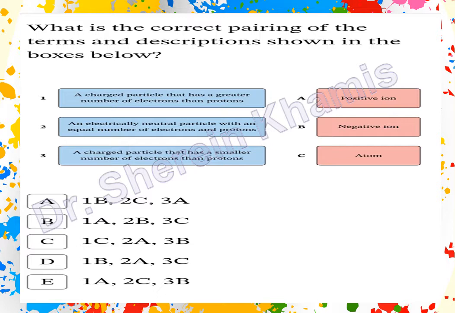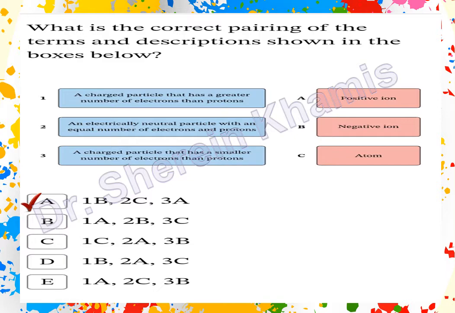The second one is an electrically neutral particle with an equal number of electrons and protons. When the positive protons equal the number of negative electrons, we are talking about an atom. The last one is a charged particle that has a smaller number of electrons than protons, so it belongs to the positive ion. So if we make a match, 1 belongs to B, 2 belongs to C, and 3 belongs to A. So we will choose option A in our choices A, B, C, and D. This is the first question of the Nagwa platform.